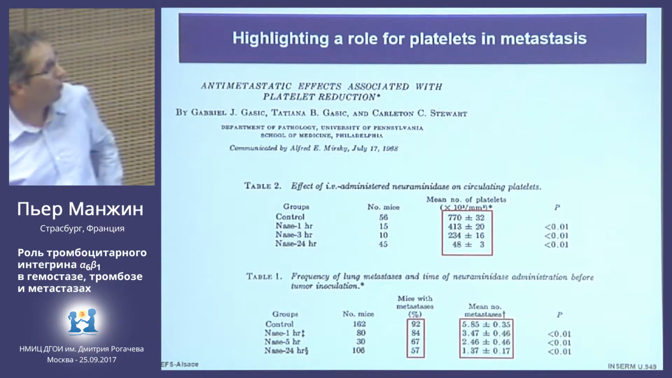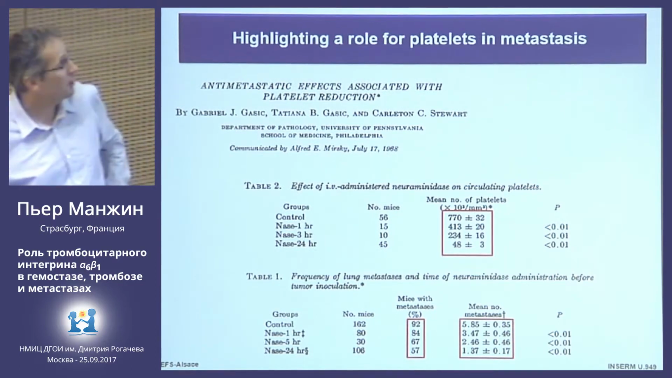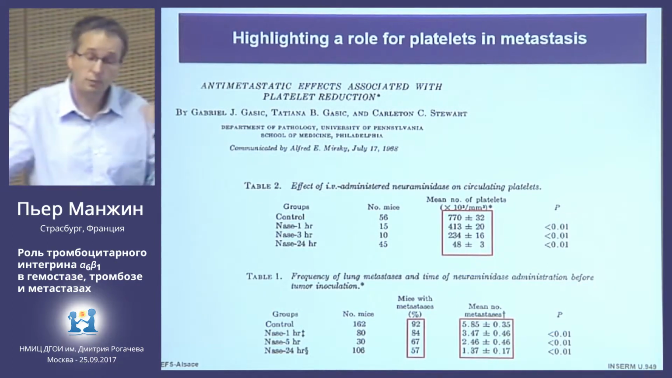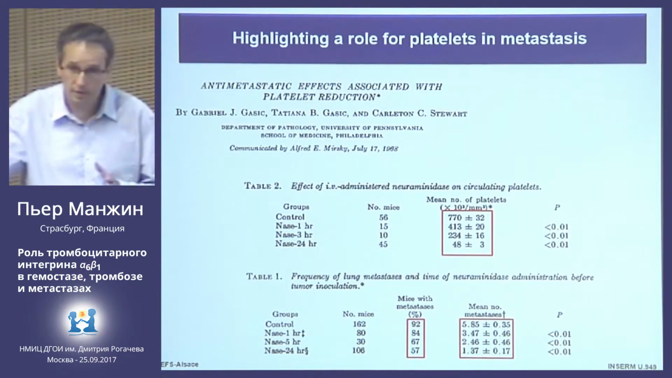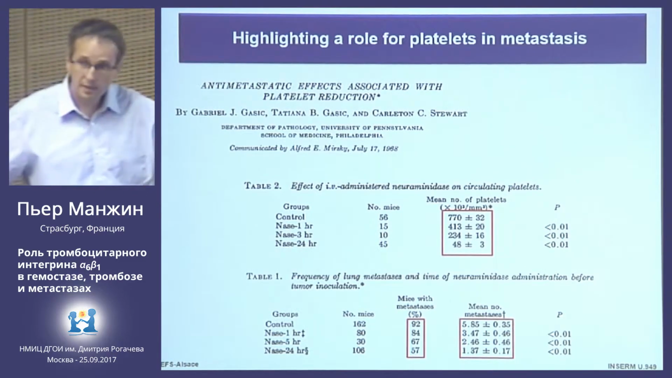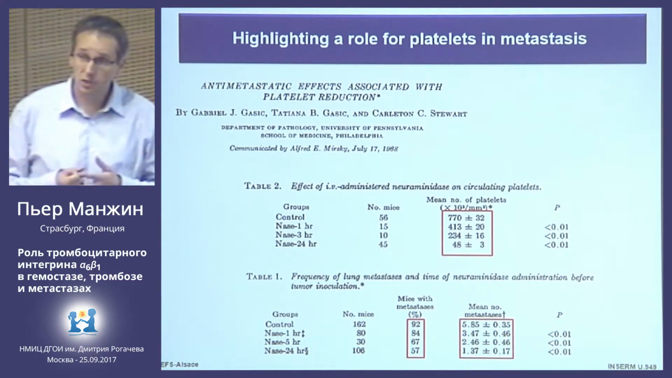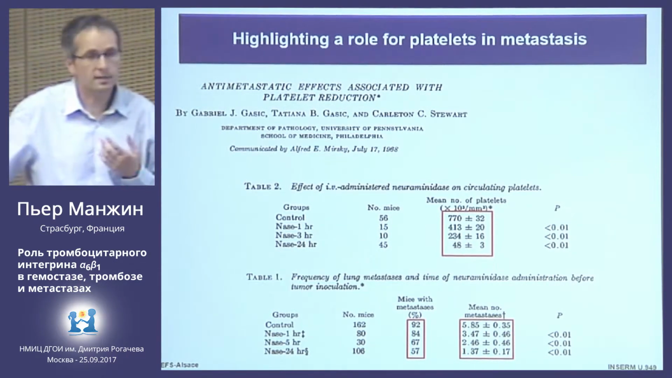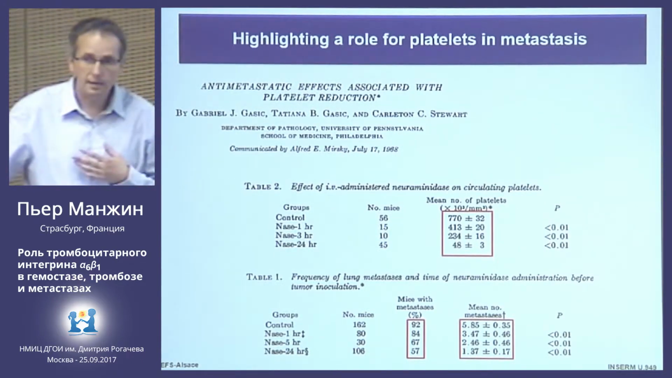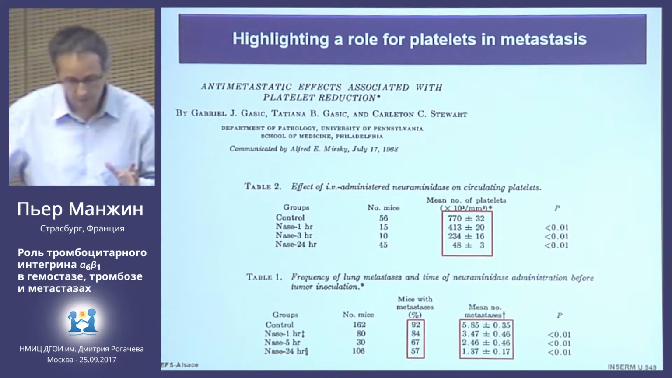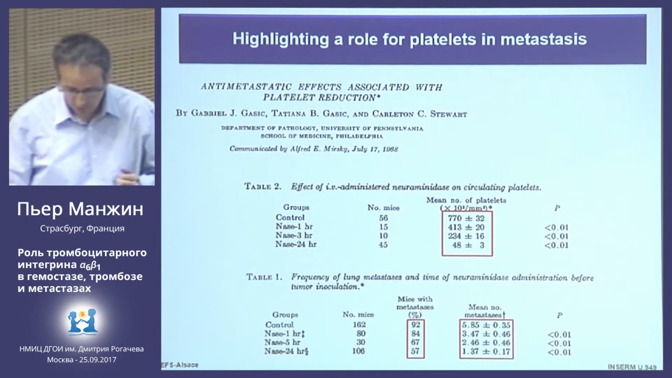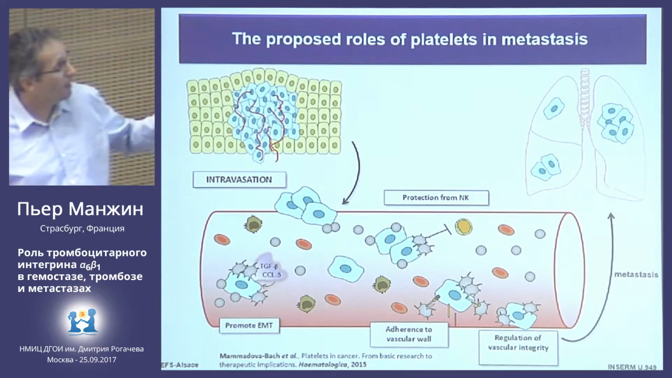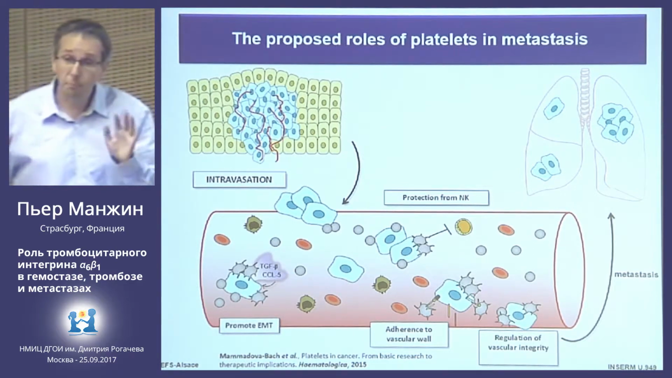So what is known about that? Actually, almost 50 years ago, there was a publication from Gabriel Gasic, who was the first to show that platelets play a role in metastasis. What he did was treat mice with neuraminidase to induce thrombocytopenia, and then inject tumor cells into the tail vein of these mice and look at metastasis after 15-20 days in the lung. So it's colonization of tumor cells in the lung, and he observed that they were markedly decreased.